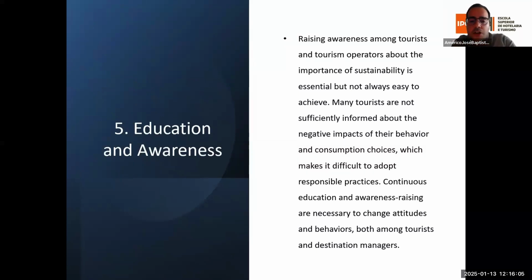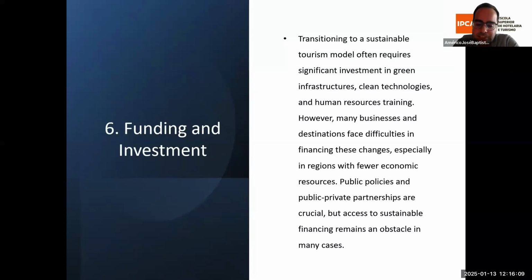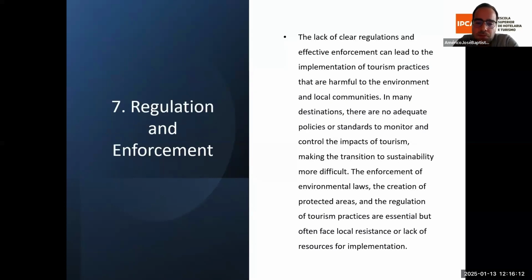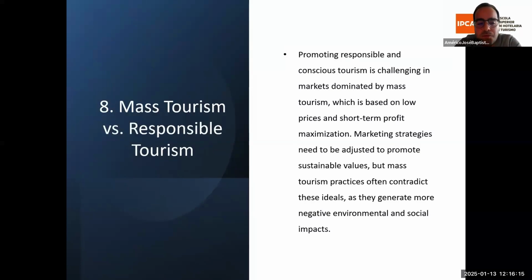Education and awareness is another challenge. Funding and investment, regulation and enforcement, and the last one, mass tourism versus responsible tourism. Promoting responsible and conscious tourism is challenging in markets dominated by mass tourism, which is based on low prices and short-term profit maximization. Marketing strategies need to be adjusted to promote sustainable values, but mass tourism practices often contradict these ideals as they generate more negative environmental and social impacts.